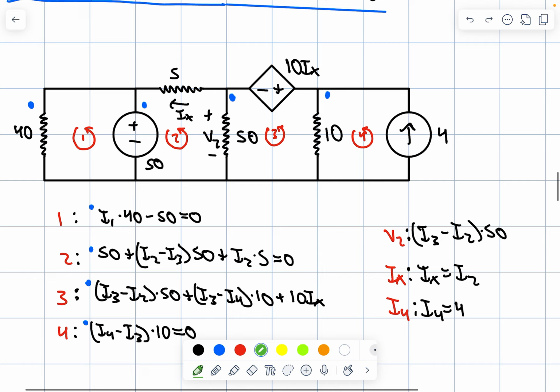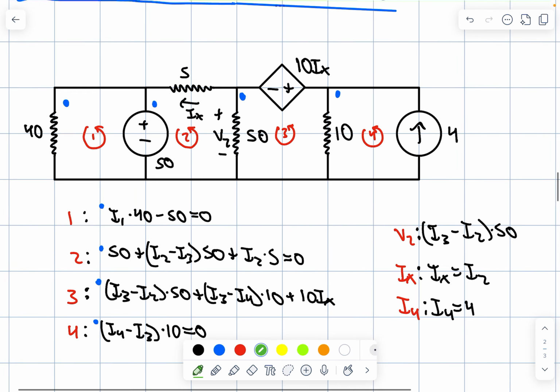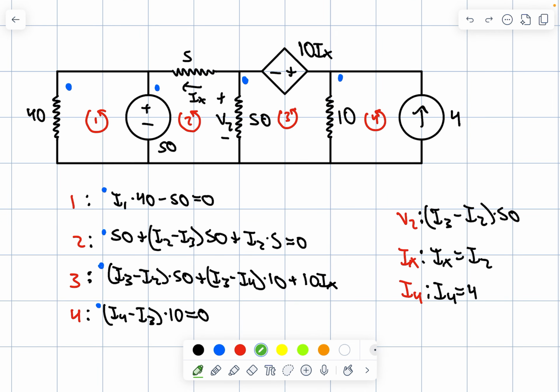So let's start working through mesh 1 or loop 1. And in loop 1, I tried to denote my starting positions like I did for that last example. We've got I1 flow in the right direction, nothing flow in the wrong direction through a 40 ohm resistor. Great. Then we're flowing through the negative terminal of a 50 volt source, minus 50. That has to all equal 0. Fantastic. Let's move on to I2.